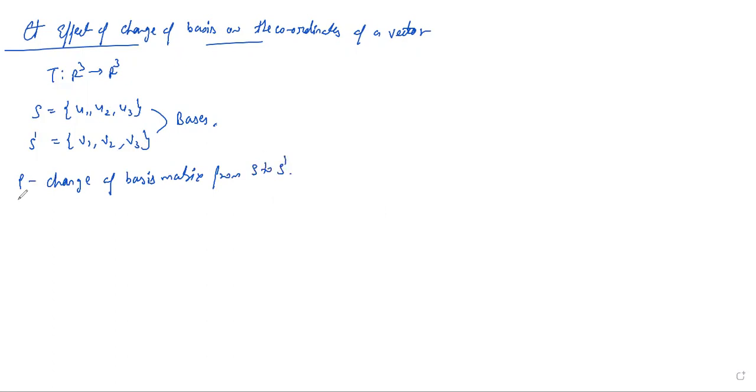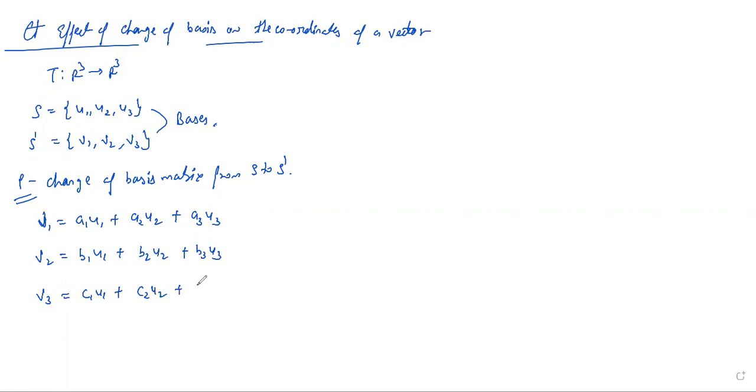Okay, so we'll find the P matrix first, and for finding that, we'll write every vector Vi as a linear combination of the Ui vectors. So V1 equals A1 U1 plus A2 U2 plus A3 U3. Similarly, V2 equals B1 U1 plus B2 U2 plus B3 U3, and V3 equals C1 U1 plus C2 U2 plus C3 U3, where these Ais, Bis, and Cis belong to the field of scalars.